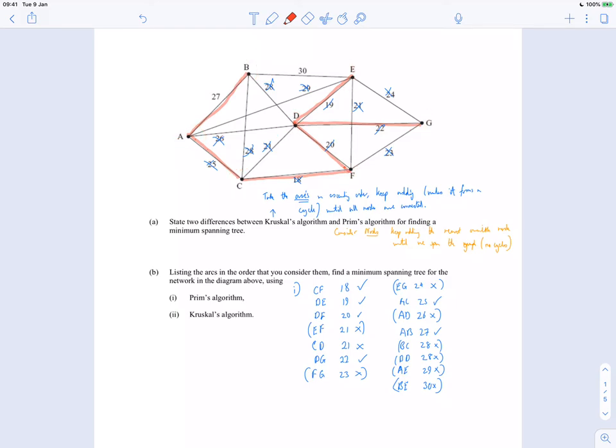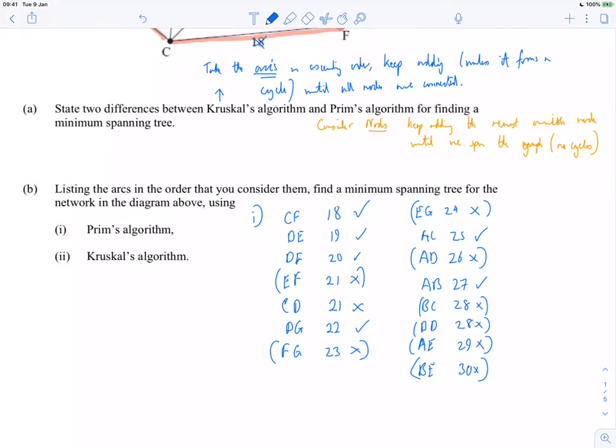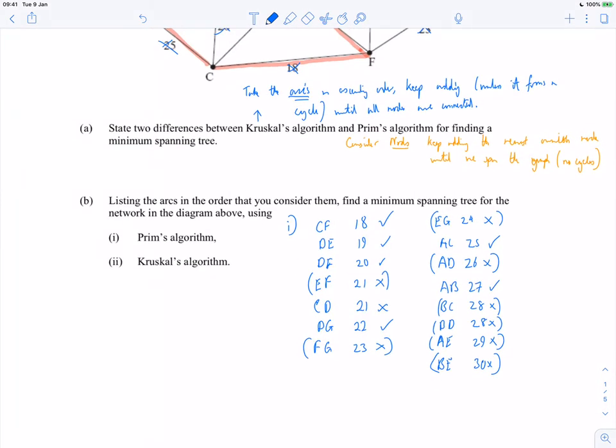So all we have to do is add up all the weights of the ones we've ticked. So the total weight using Prim's would be 18 plus 19 plus 20 plus 22 plus 25 plus 27. I make that 131.